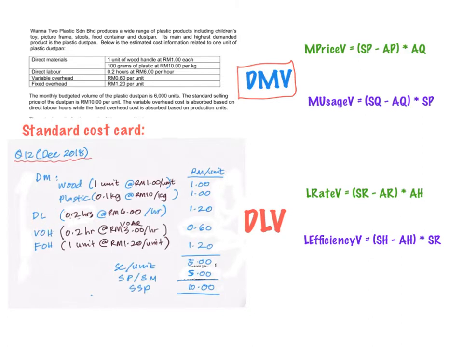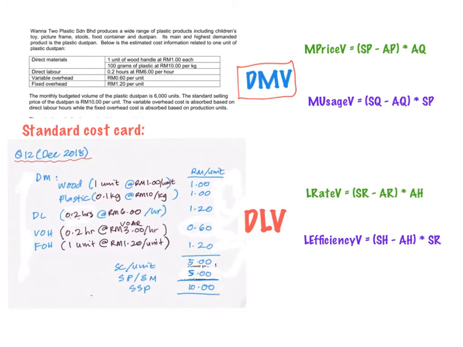Direct labor, 0.2 hours at the rate of 6 ringgit per hour, will give you 1.2. Then variable overhead, 0.2 hours at 3 ringgit per hour, will give you 60 cent per unit. And fixed overhead, 1 unit at 1 ringgit and 20 cent per unit, will give you 1 ringgit and 20 cent per unit. So the standard cost per unit will be 5 ringgit. So remember, build the standard cost card first before you start calculating the variance.